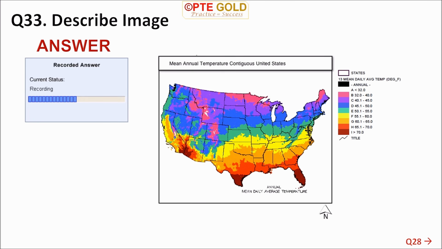The states located in the middle of the country show the temperature range from 50 to 60 degrees Fahrenheit. In conclusion, the daily temperatures are very high in the far southern region while very low in the far northern region.